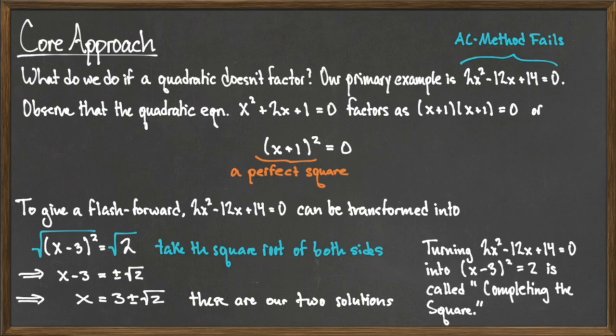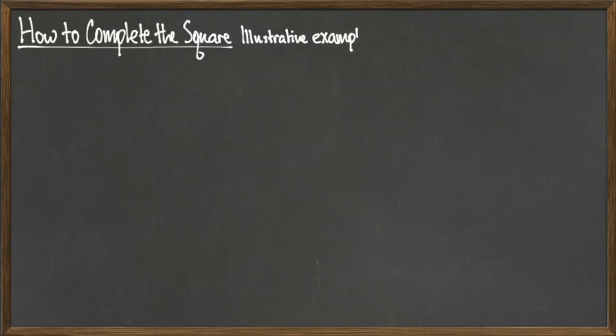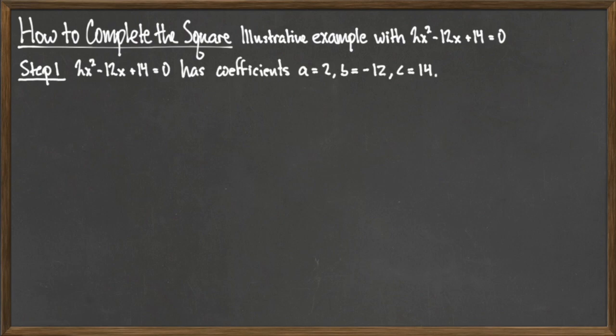How can I rearrange or transform this polynomial so that I do have something factoring as a perfect square on the left-hand side? So we're going to use the same quadratic, 2x squared minus 12x plus 14 equals 0, and we're going to demonstrate how we transformed it into the equation x minus 3 quantity squared equals 2. And this set of steps is formalizing the completing the square process.